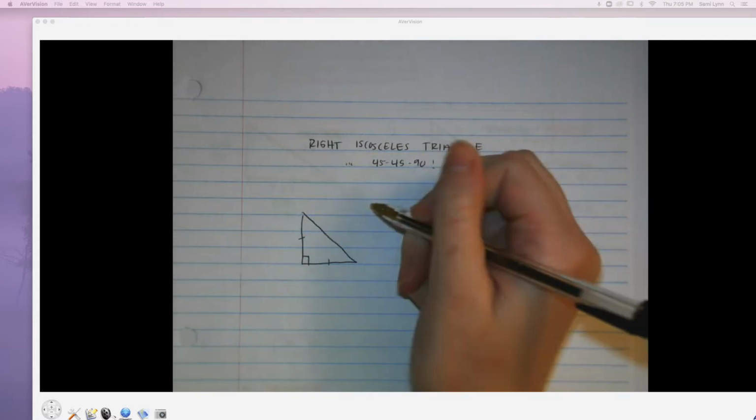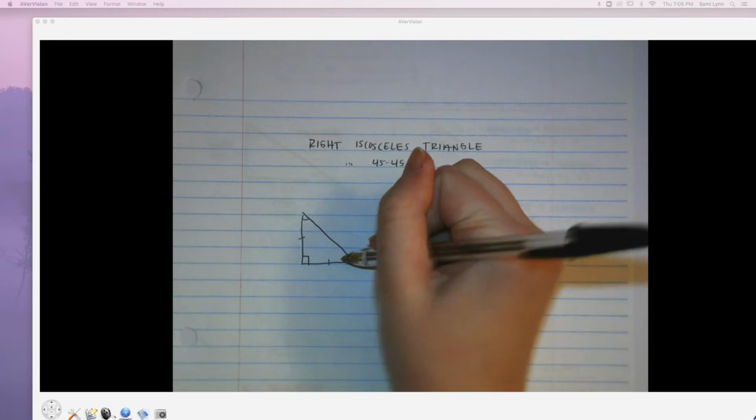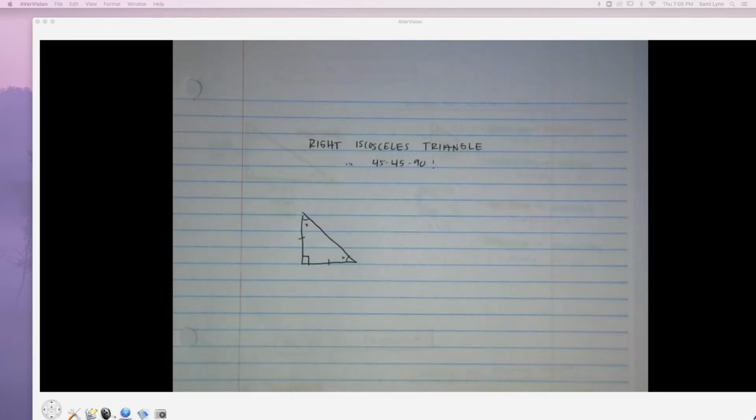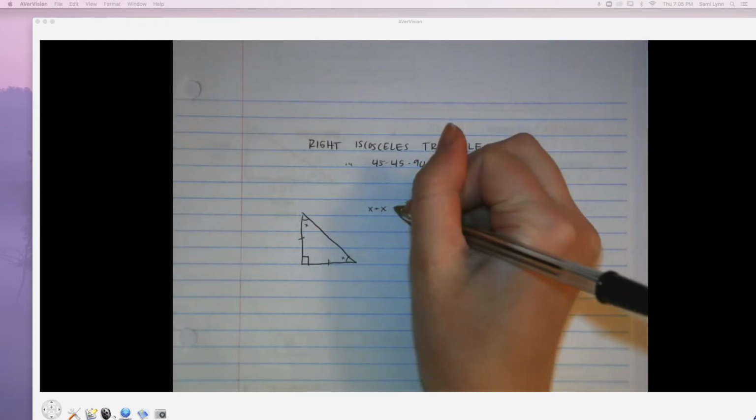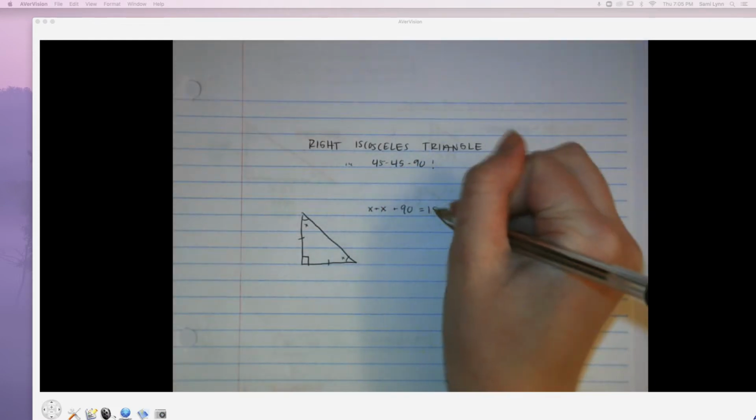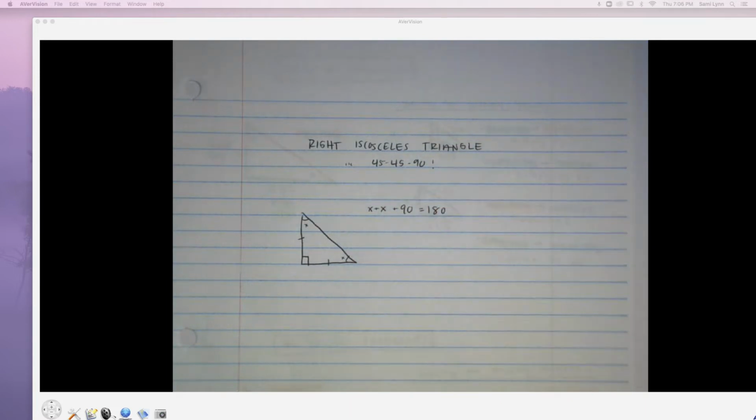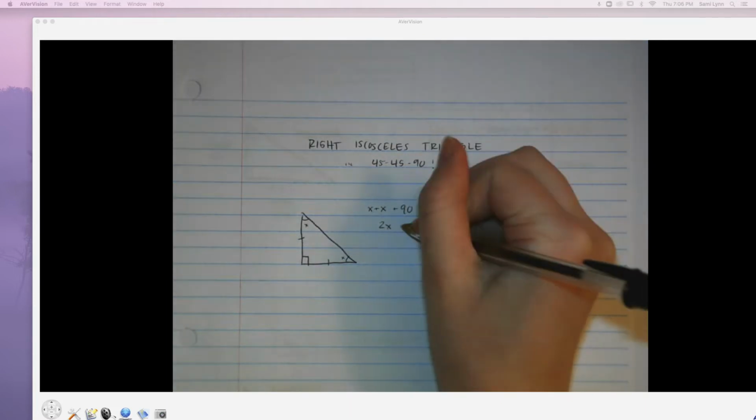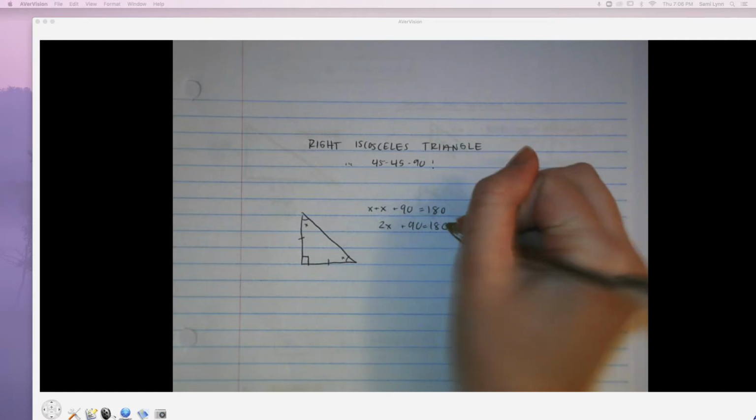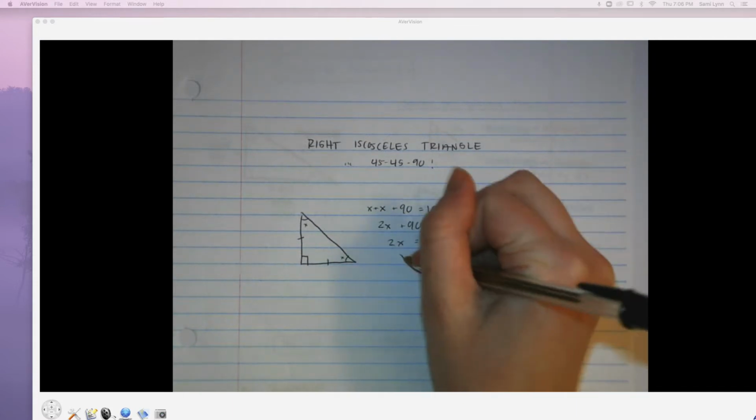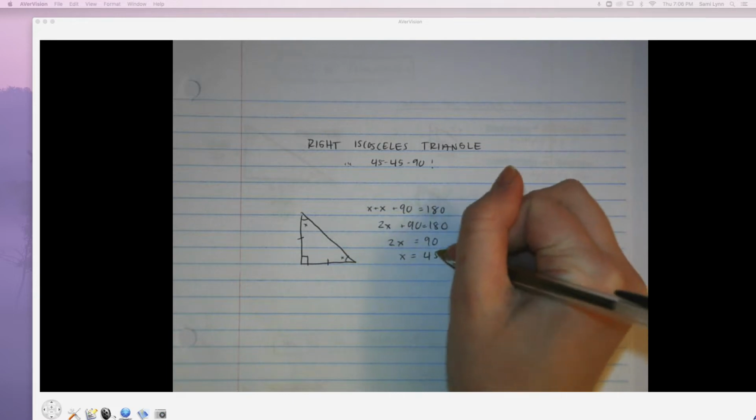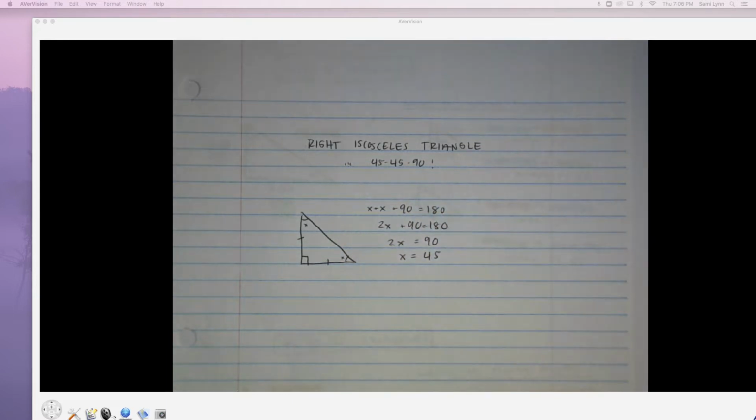So how do I know that? Well, I've got two angles. I'm going to label them X for now. And I know that all the angles in a triangle add up to 180. So I've got X plus X plus 90 equals 180. And then I'd have 2X plus 90 equals 180. Keep simplifying. 2X equals 90. And then I get X equals 45. So that's how I know that both of my angles are going to be 45 degrees in this right isosceles triangle.